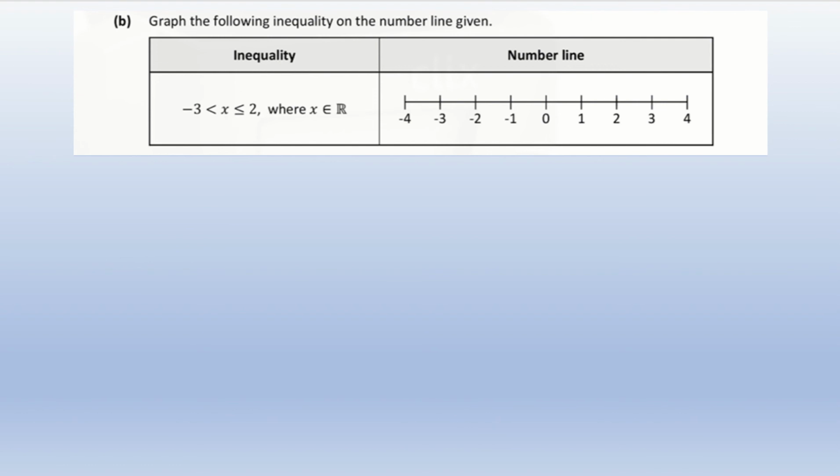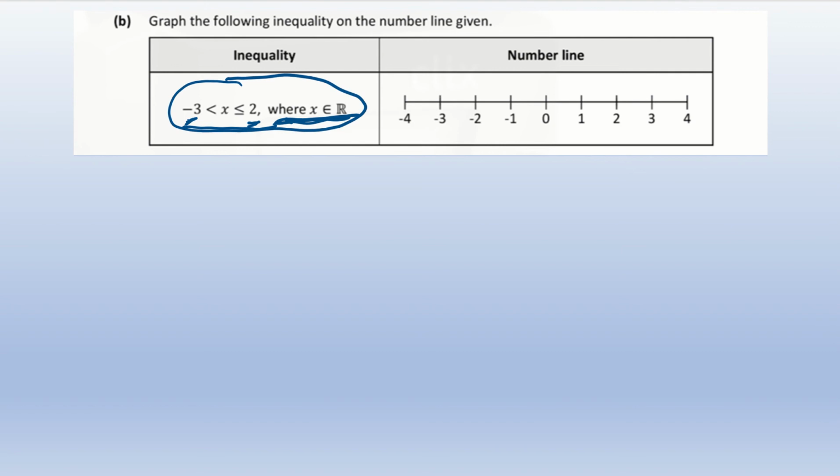So basically what this means is we want all the real numbers that are in between -3 and 2. That's what this is saying mathematically, and you need to be able to read all these mathematical symbols, and reason out in your head what they actually mean.